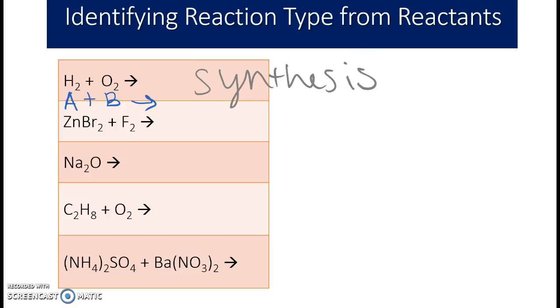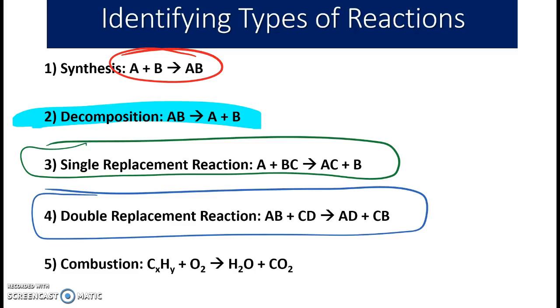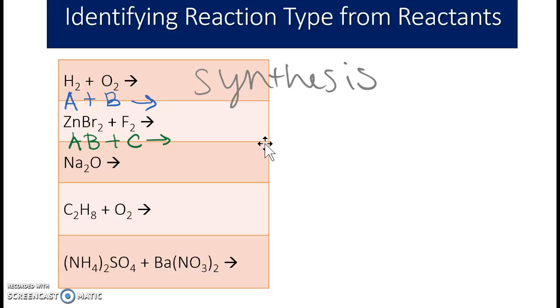Our second example here, we have Zn and Br, those are two elements. So I'm going to assign each to a letter, plus F2, so that's element C. So looking at our reaction framework, this is a single replacement reaction. We have A plus BC, or AB plus C. So this is single replacement.